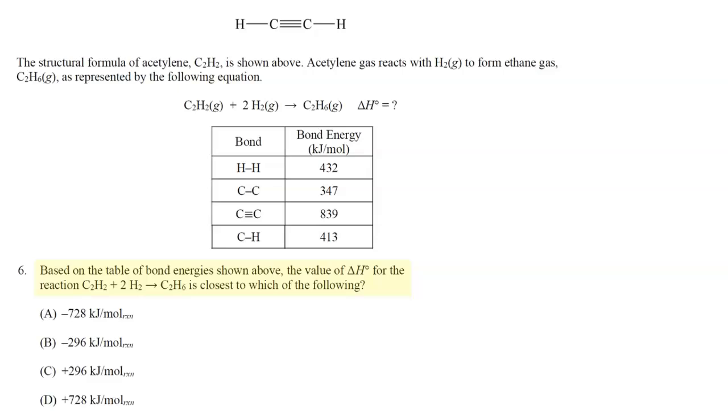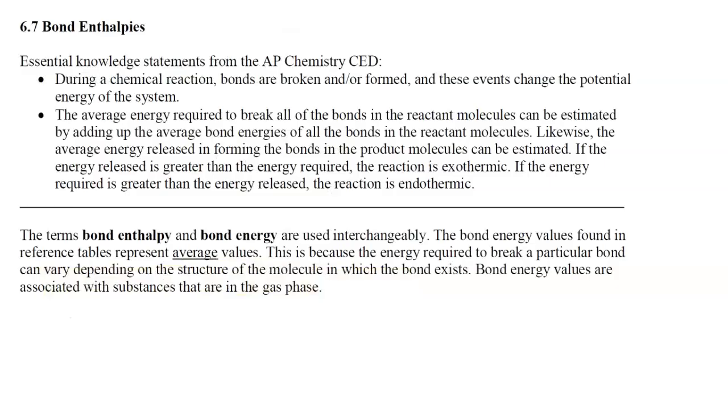of bond energies shown above, the value of delta H, or the change in enthalpy, for the reaction C2H2 plus 2H2 to produce C2H6 is closest to which of the following? And we see 4 numerical answers. Again, all of the units are kilojoules per mole of reaction. So this question falls under topic 6.7, bond enthalpies.